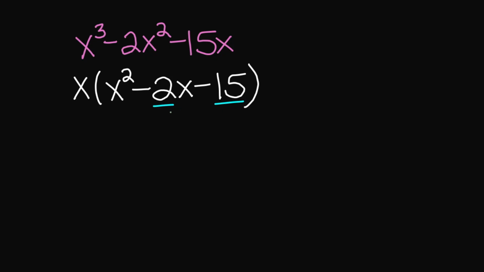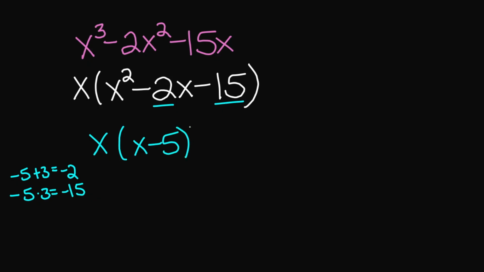And the numbers are going to be a 5 and 3. So if I do -5 plus 3, this is going to give me -2, which is perfect. And if I multiply -5 times 3, this is going to give us a -15 also, which is perfect. So you're going to get x minus 5 and then x plus 3. So this is your answer right here.